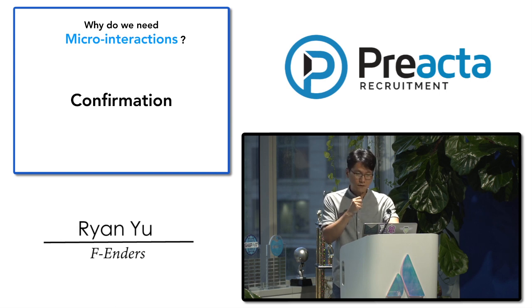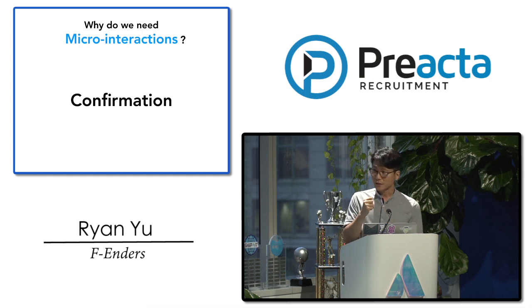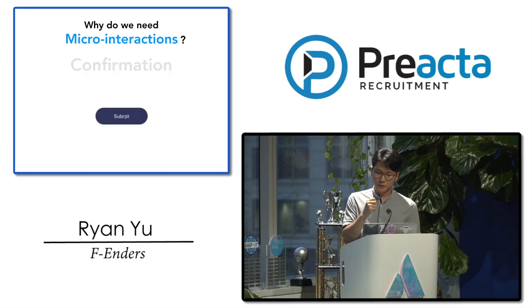And thirdly, confirmation. With micro interactions, we can confirm the results based on our actions. For example, when we click on the submit button, we get a confirmation of whether the form has been submitted or not.